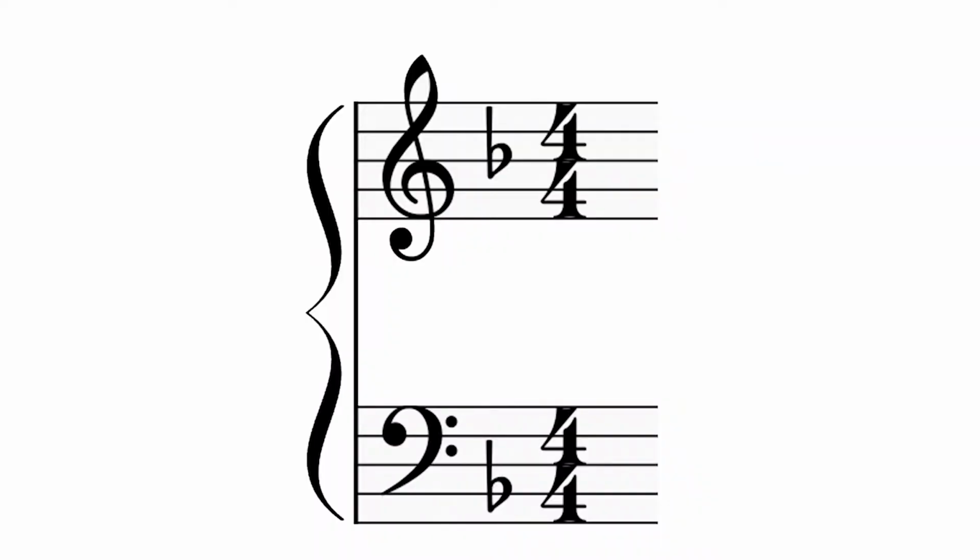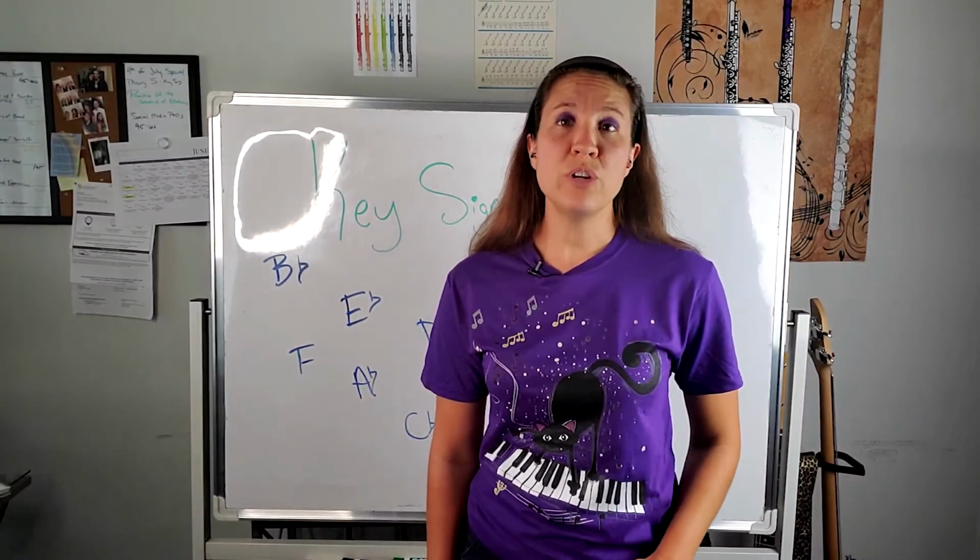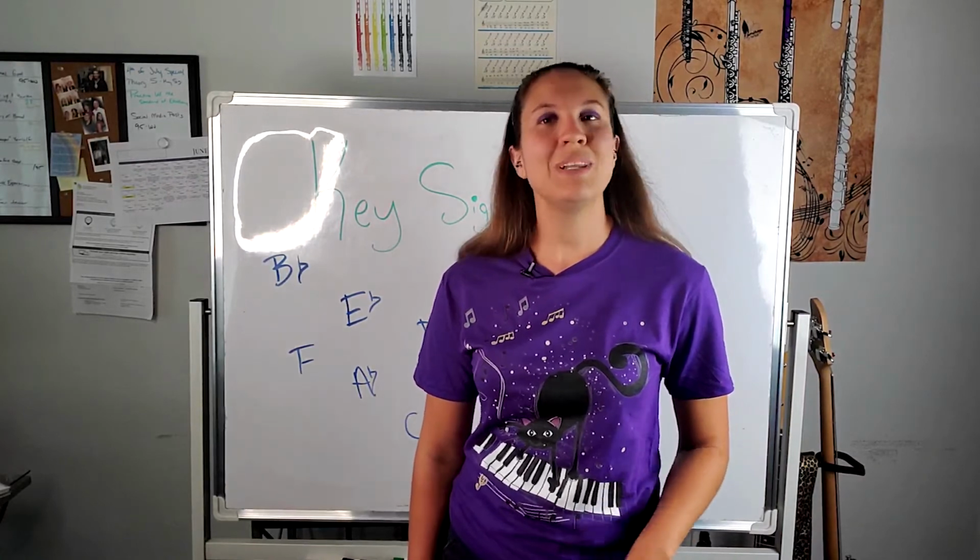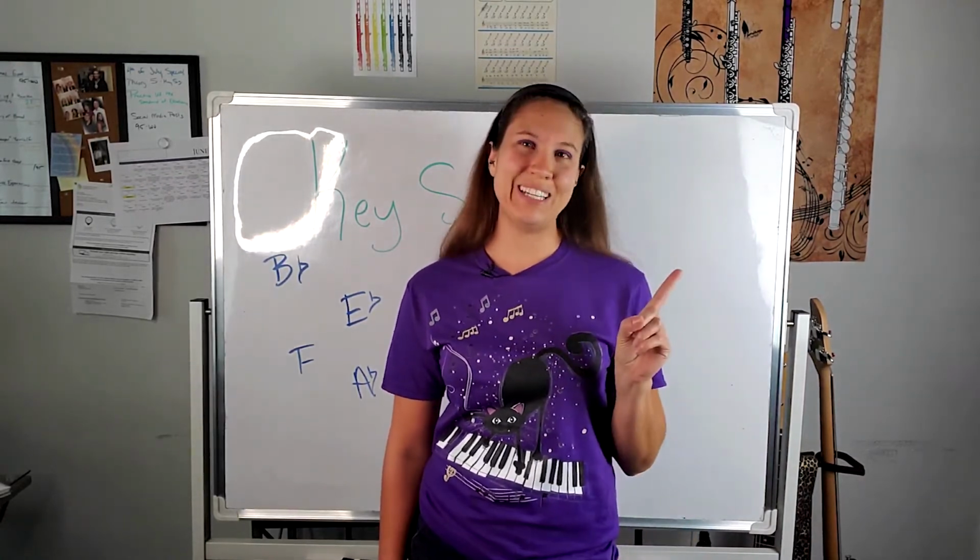Okay, so here's our first key signature. It has one flat. What note does this tell us will be flat? B. How do we know? Well, the flat is on what would be the note B. If you don't know or remember how to read notes, please refer back to Music Theory Lesson 1.